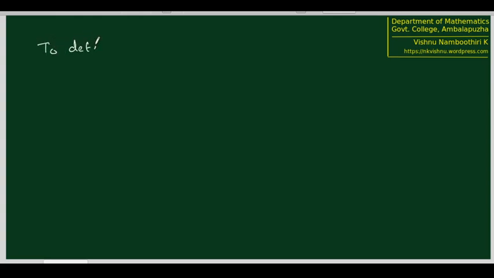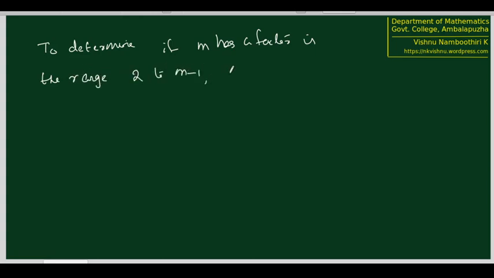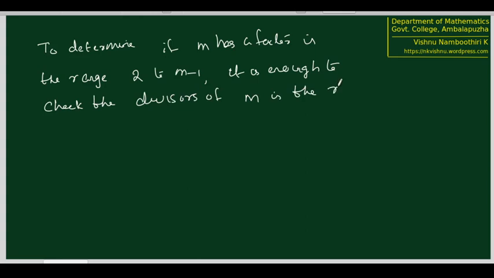To determine if m has a factor in the range 2 to m minus 1, it is enough to check the divisors of m in the range 2 to square root of m.